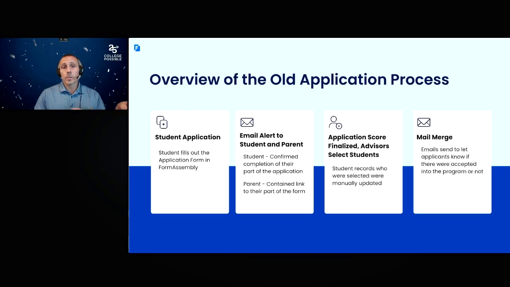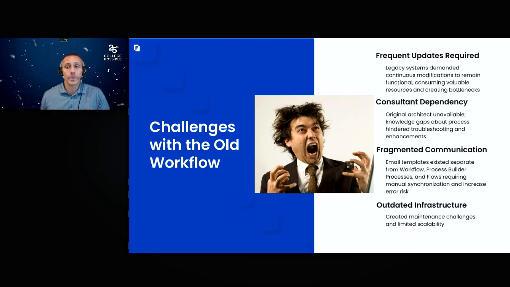After students filled out their form, email alerts were sent out to both the student and the parent or guardian. The parent or guardian had a link that they clicked on to complete their side of the application process. After the student and the parent filled out the application, Copilot automated the application score, and then coaches and advisors went in and made decisions in terms of whether the students were accepted into the program or not. And then there was a mail merge done at the end to let the students know whether they were accepted into the program or not. So that's just a high-level overview of the old process.